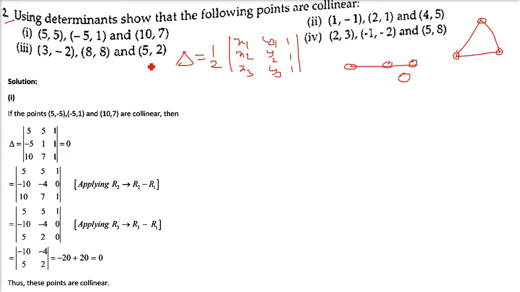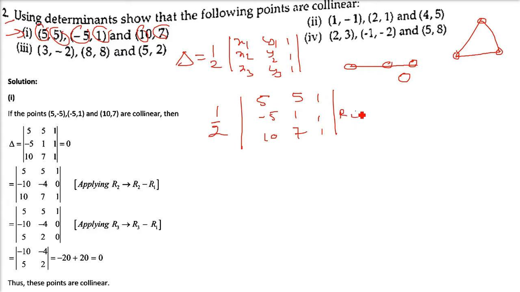If the area becomes 0, that means these vertices are collinear. So let us take the first one, others will follow; it has to be done like this only. So half into x1 is 5, x2 is minus 5 and x3 is 10. Now y1, y2, y3 are 5, 1 and 7, and then 1, 1, 1. Half we will take later, but let us see here.